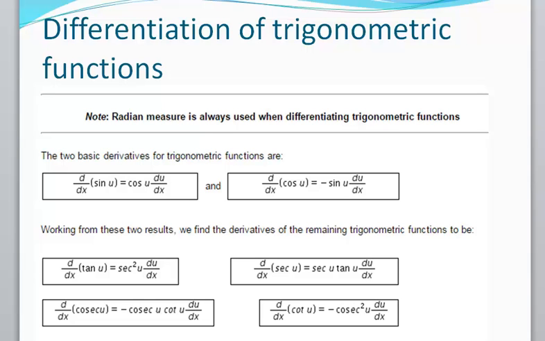Then working on these, we can find the derivatives of the remaining trigonometric functions. These are all on your actual formula sheet. d/dx of tan u is equal to sec squared u multiplied by du/dx. d/dx of sec u is sec u tan u multiplied by du/dx. d/dx of cosec u is equal to negative cosec u cot u multiplied by du/dx. And d/dx of cot u is equal to negative cosec squared u du/dx.